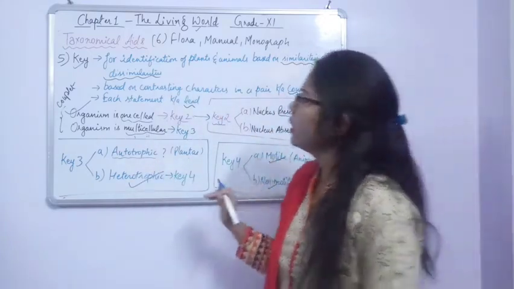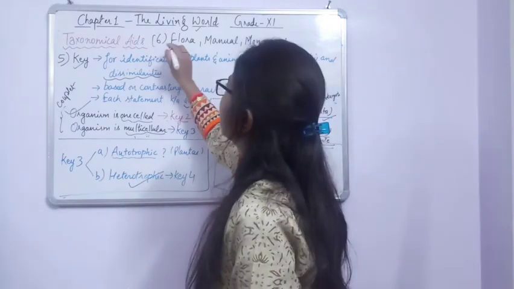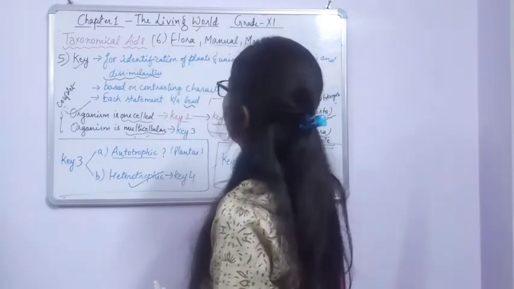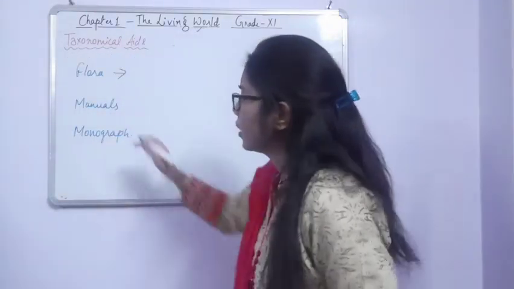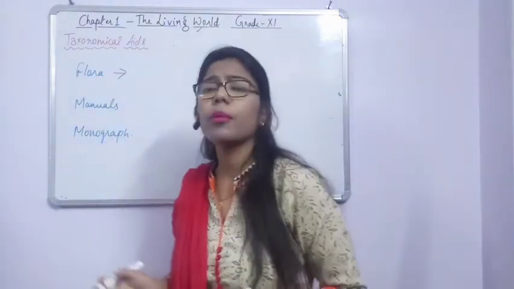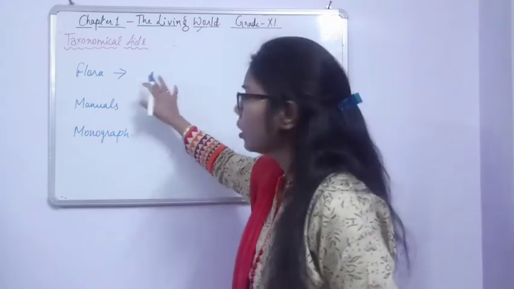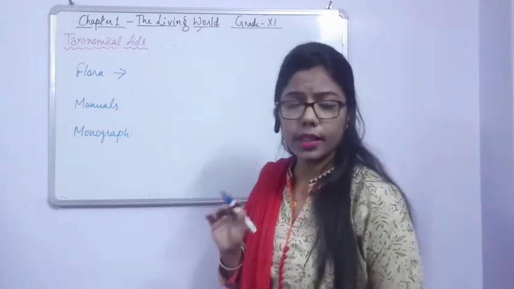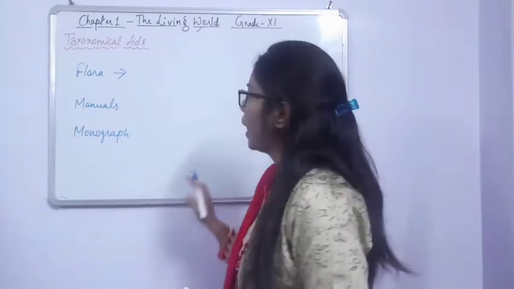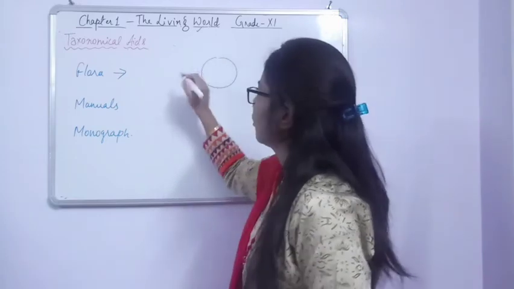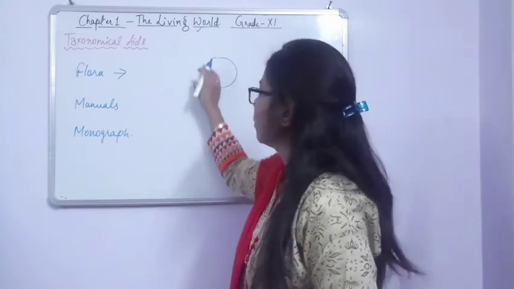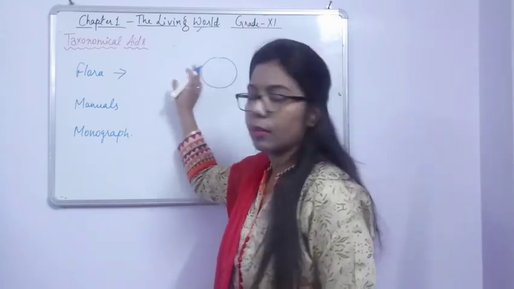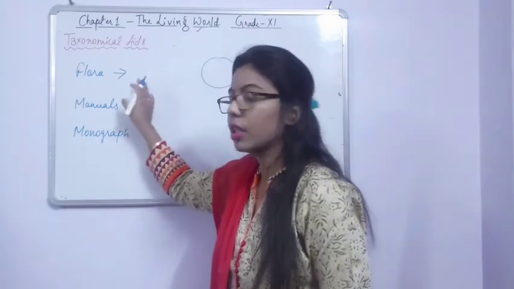Now, along with these aids, there are flora, manual and monograph. These are the different aids. In flora, what happens? Flora means related to plants. It is a book in which there is a description of all the plants of a particular area. For example, for all the plants present in a particular area, we study them and give the description in a book.